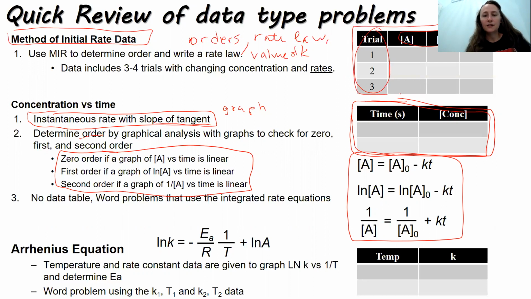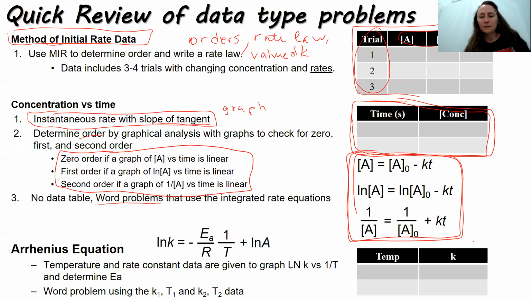You could also be given this data and asked to determine the order, and that relates to the method of initial rates. Then we also have where you're given just word problems, and you can use the integrated rate equations depending on what order is stated in the problem. If it behaves first order, you'd use the first order equation. If it behaves second order, you'd use the second order equation, and so forth.